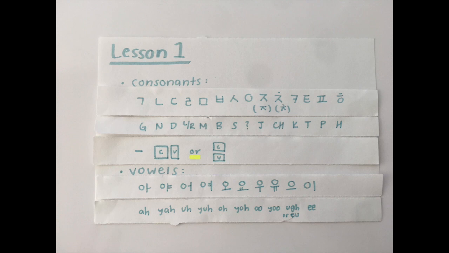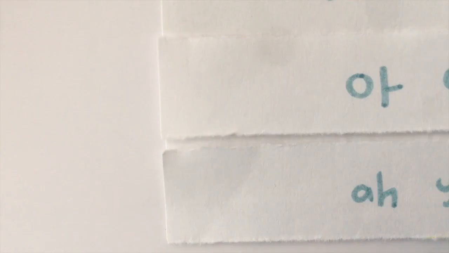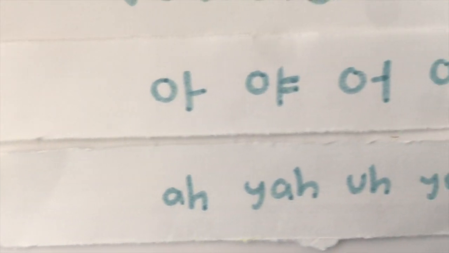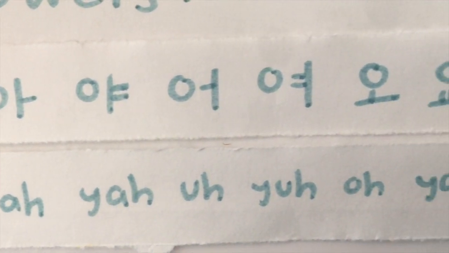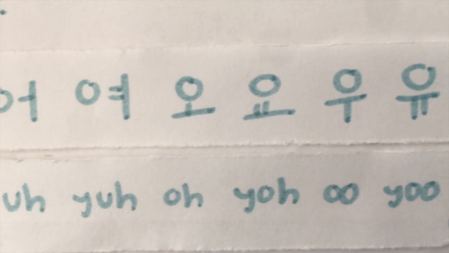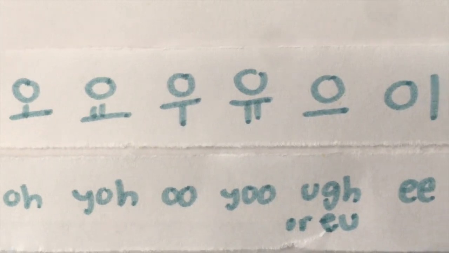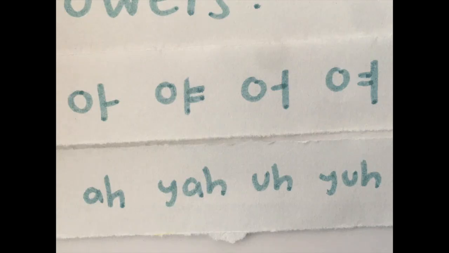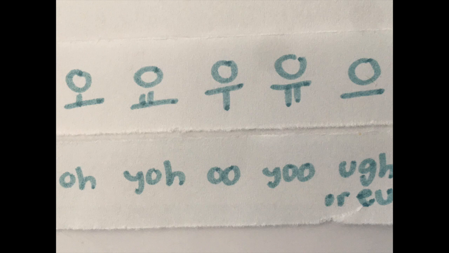Ta-da! Here are the vowels. Let's go over them. Ah, ya, ya, o, yo, you, e. Notice that there are vertical and horizontal vowels, the stick things.